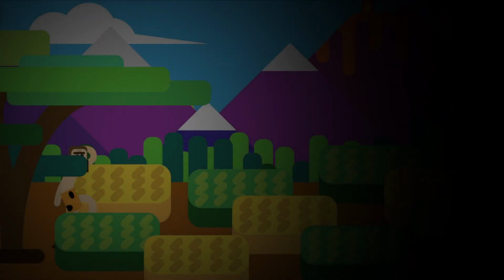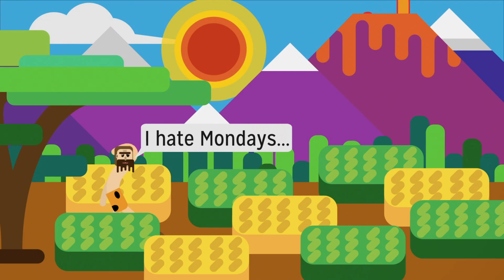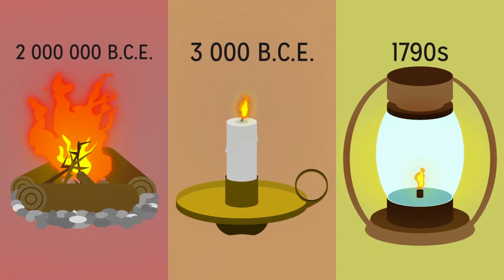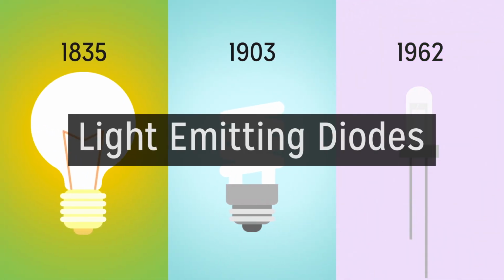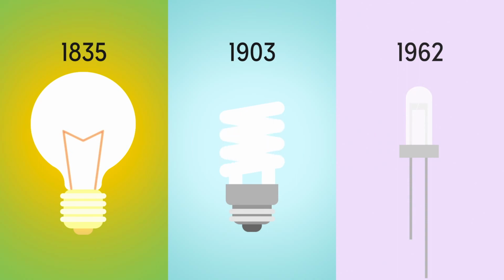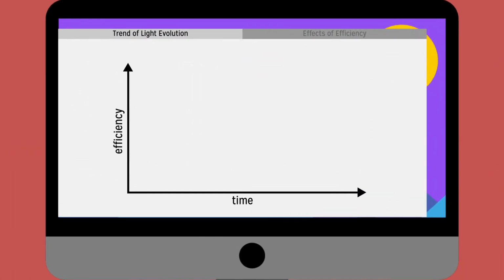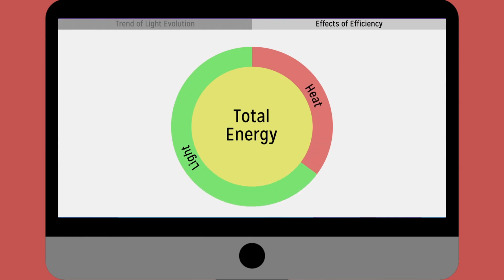Light. Ever since the dawn of humanity, we have searched for light to increase our productivity and knowledge. That search for light led to the discovery of fire, which was followed by candles, gas lamps, incandescent bulbs, fluorescent lights, and finally, light-emitting diodes, LEDs, the most efficient source of light we have created so far. LEDs are used in all modern electronic devices, and it seems that the trend of light evolution is heading towards energy efficiency, that is, less heat and brighter light.